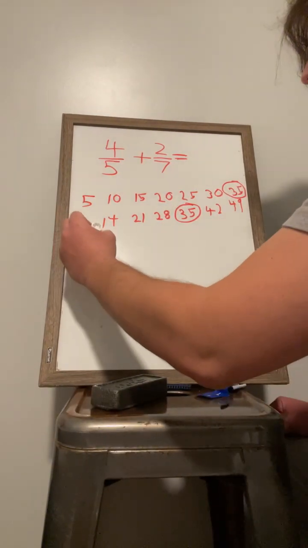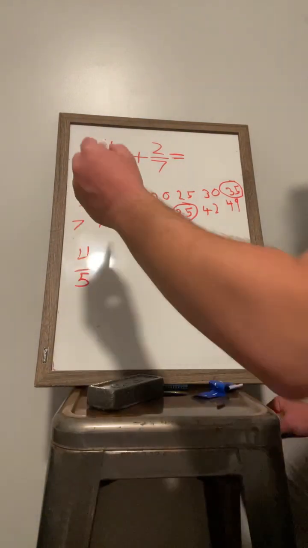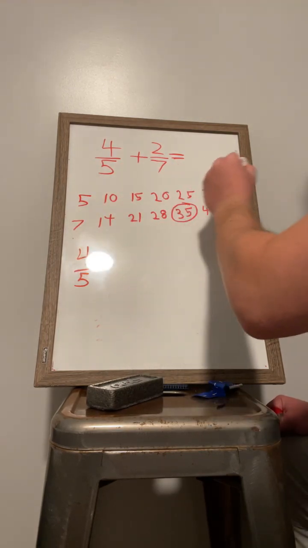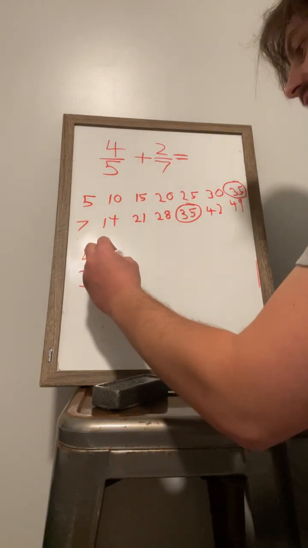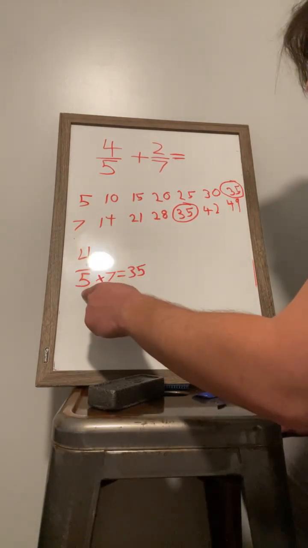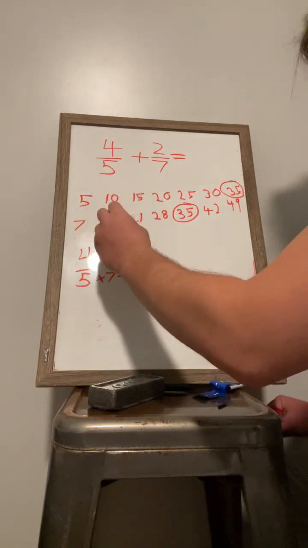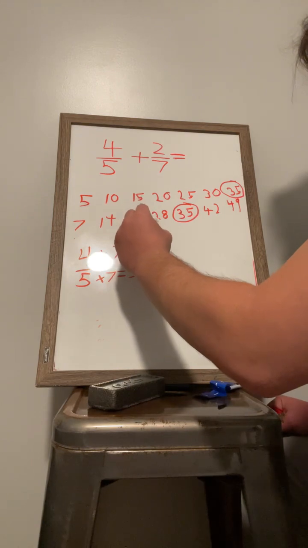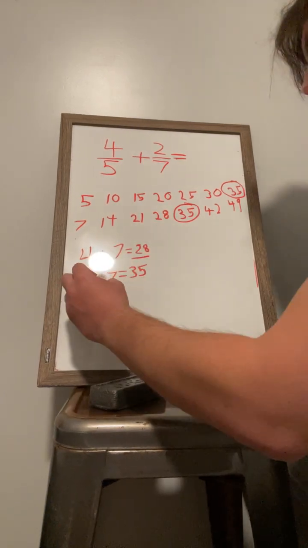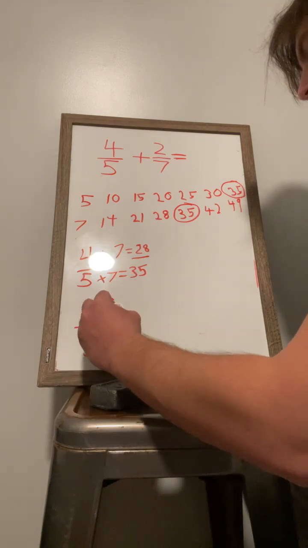So now I'm going to convert the 4/5 to 35ths. So I had to count by fives 7 times to get to 35. 1, 2, 3, 4, 5, 6, 7. So 5 times 7 equals 35. Now what I do to the bottom of the fraction, I've got to do to the top of the fraction. So 4 times 7 equals 28. So there is my new fraction, 28/35ths.